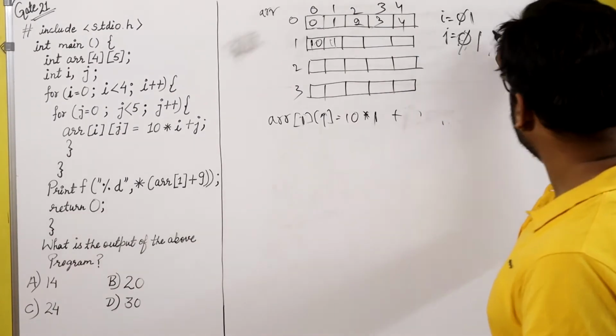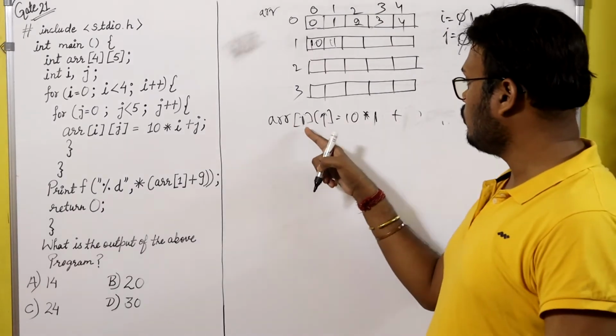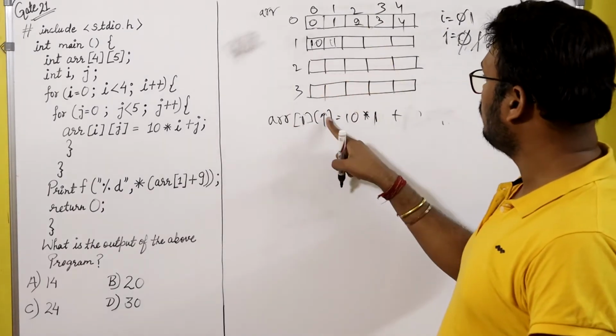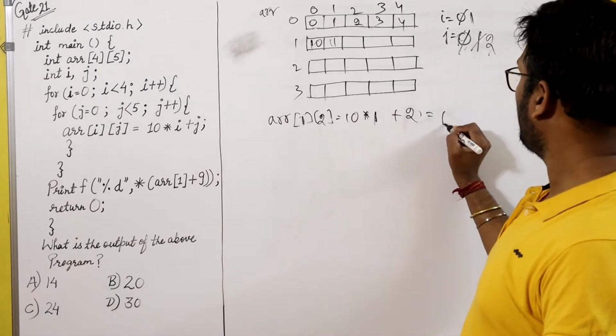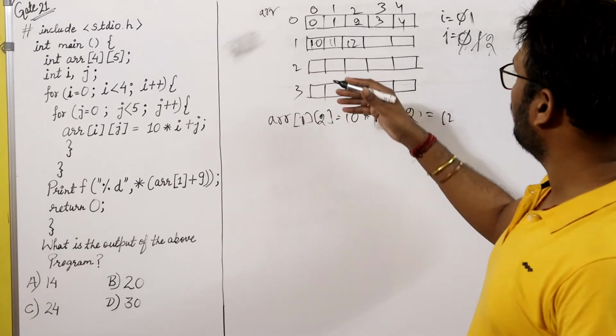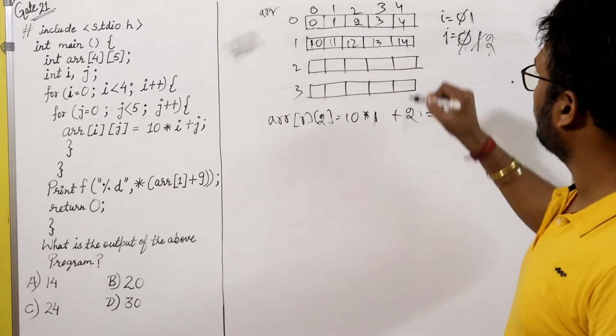j value will be incremented to 2. Fine. So now array of 1 of 2. What is array of 1 of 2? 10 into 1 plus 2. That is 12. Similarly, you can fill up all these cells. Okay. 13 and 14. Fine.